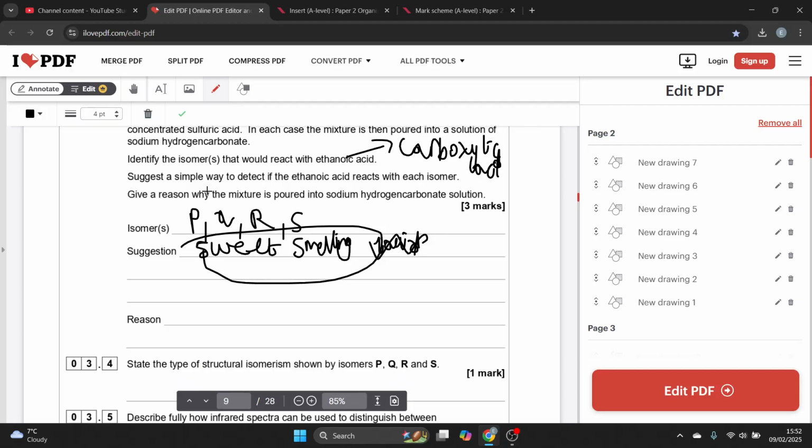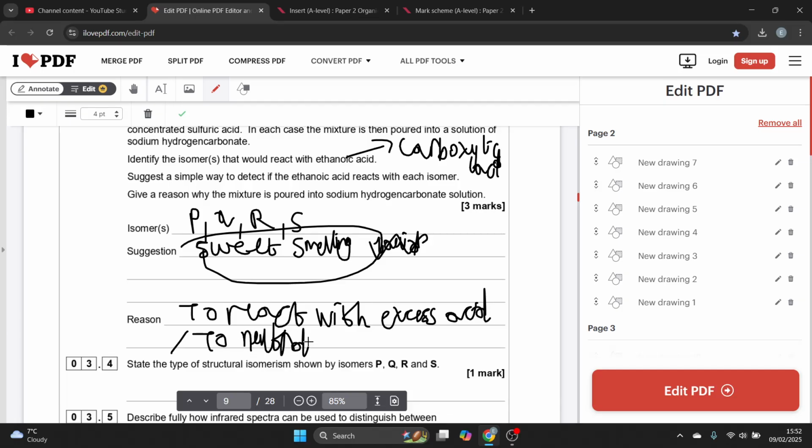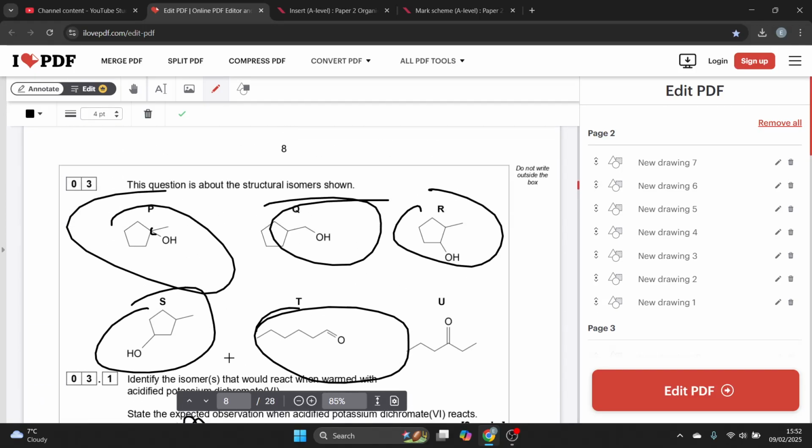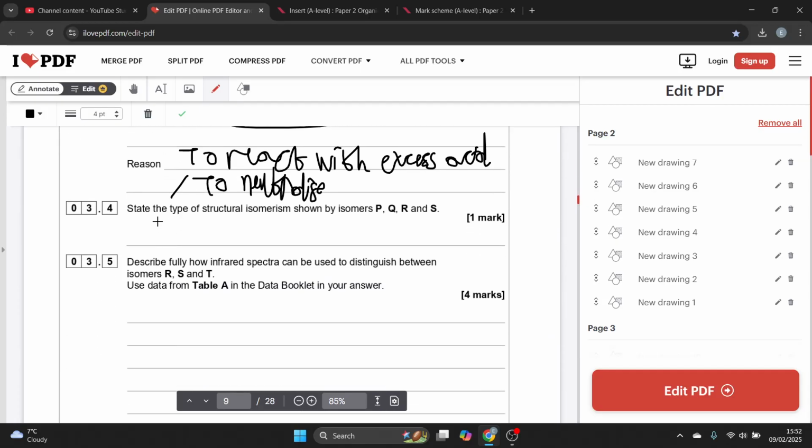Give a reason why the mixture is poured into sodium hydrogen carbonate solution. To react with excess acid, or we could say to neutralize. State the type of structural isomerism shown by isomers P, Q, R, and S. Position, because all I've changed is a position. So it's just going to be position isomerism.